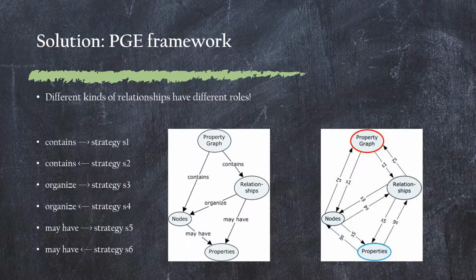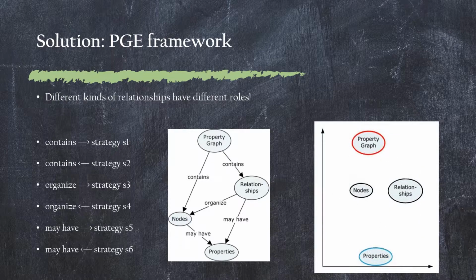For example, if PGE clustered the nodes into three types, red, black, and blue, presented with circle lines, it may capture that for nodes, relationships are more important than properties.